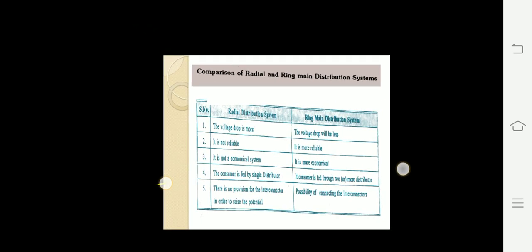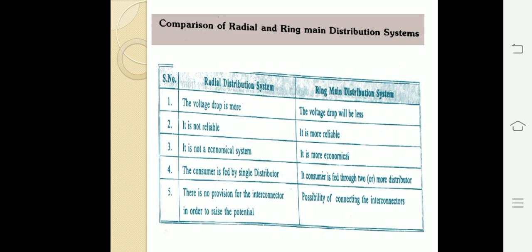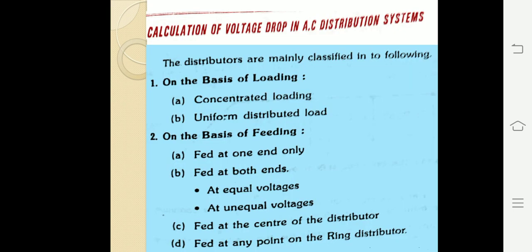Fifth one, there is no provision for the interconnector in order to raise the potential. So there is no possibility of interconnection, but here the possibility of the interconnection is available in the ring main distribution system.